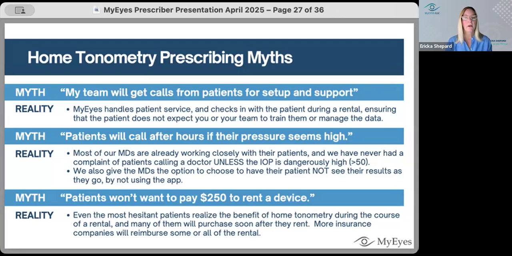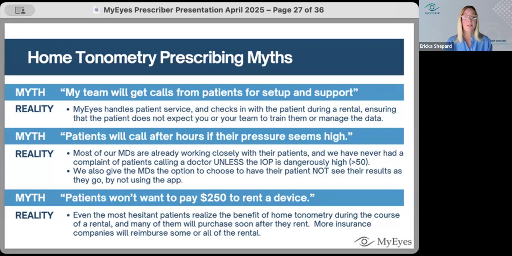But usually, if the patient is that high risk, a lot of times the physician will reach out to us mid-rental and be like, hey, how is Mrs. Smith doing? And can I have her results so far? And then decide, do I need to extend it for another week and just track her for another week? So, most of the docs are working very closely with their patients to begin with, especially a patient that you're doing home tonometry with.